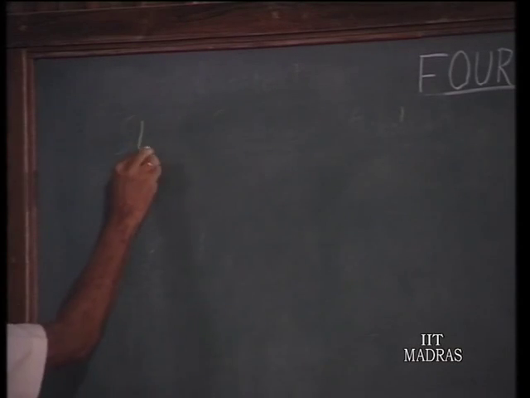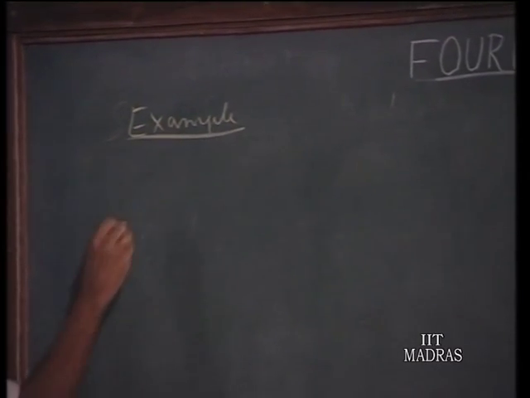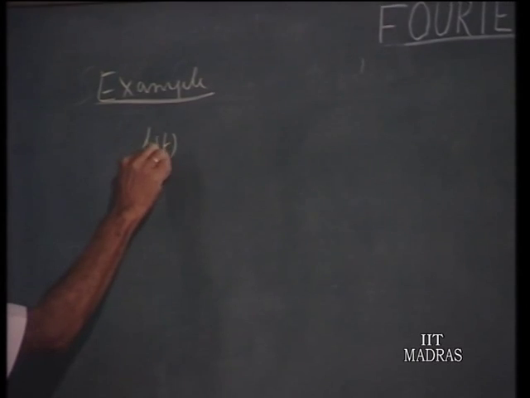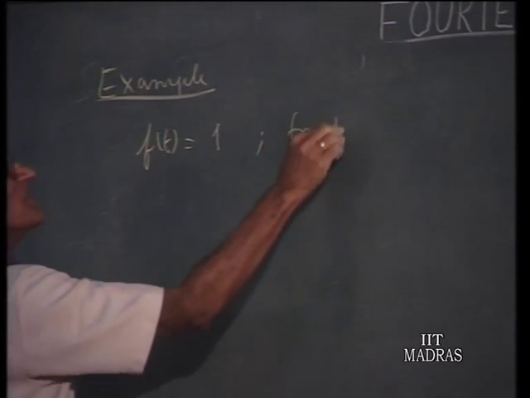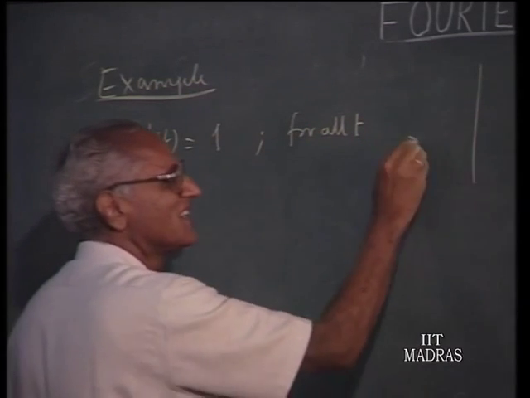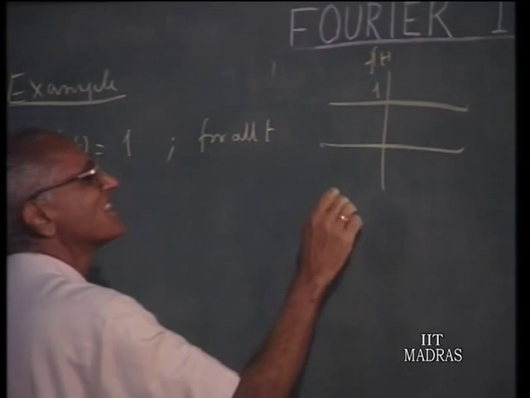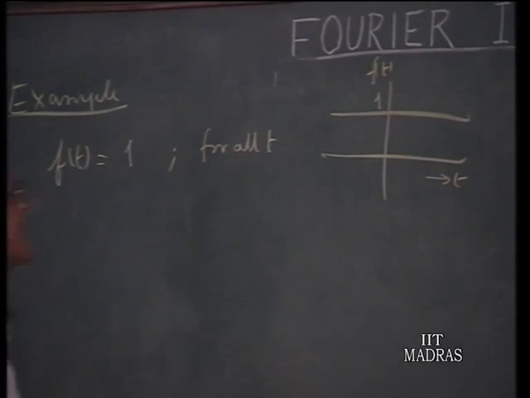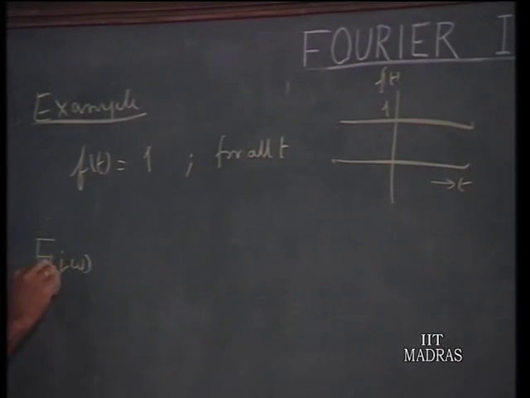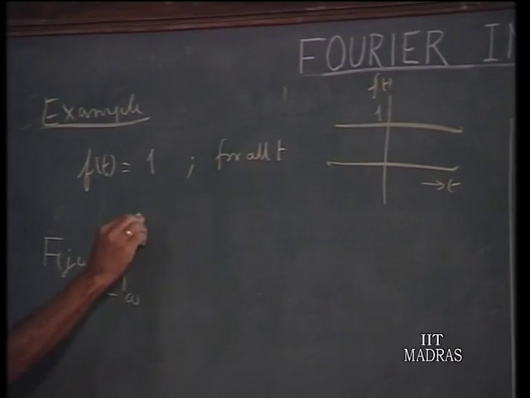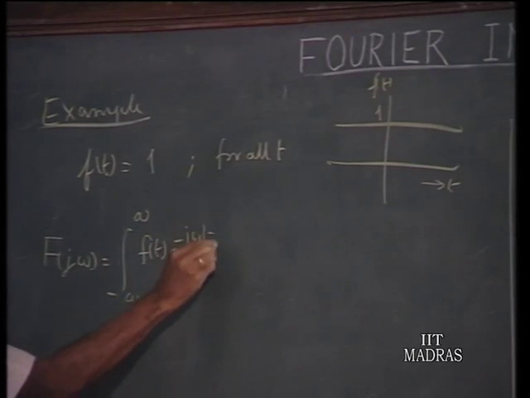Let us take a simple example now to illustrate these relations. We will take f of t to be a DC quantity equal to 1 for all t. So that means f of t is a constant 1. F of j omega for this is obviously the integral from minus infinity to plus infinity of f of t e to the power of minus j omega t dt.